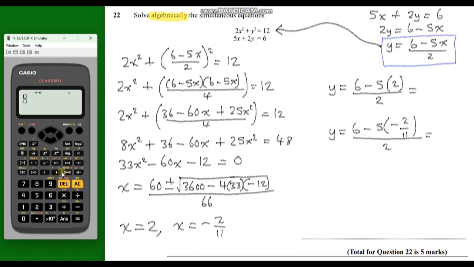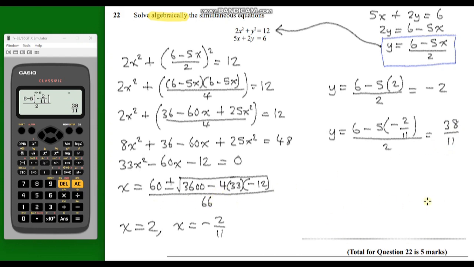So we've got 6 minus 5 times 2. I'm just going to put it in brackets so I can just replace this 2 with the other one when I've finished with this one. And then all of that is over 2. And we get negative 2, so that is my first value for y. For my second value for y, all I need to do is go back into the formula, change the 2 to a negative 2/11, and then press equals, and that will give me my other solution. So that will be 38/11.